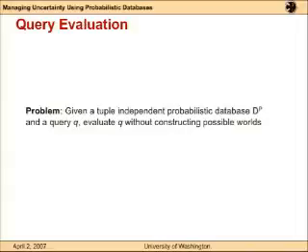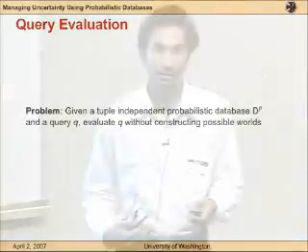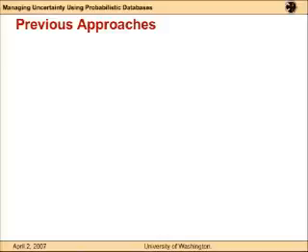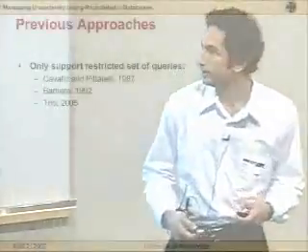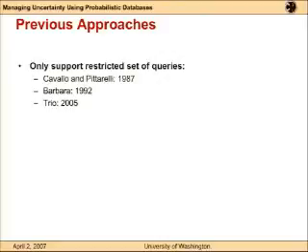So the problem is, given a tuple independent database, how do you evaluate queries? And you don't want to construct all possible worlds to evaluate this, which would be exponential. Before I go into that, let me give you a bit of a history of the problem. It has a long history, and people have been looking at this for more than 20 years, and yet it was not a very well understood problem. So let me give you some of the approaches which people have considered.